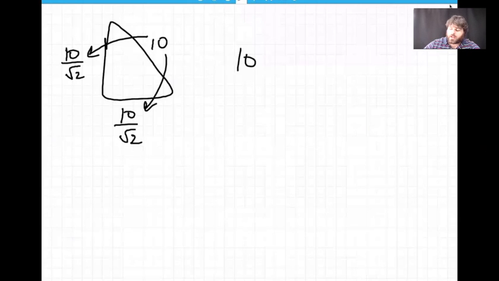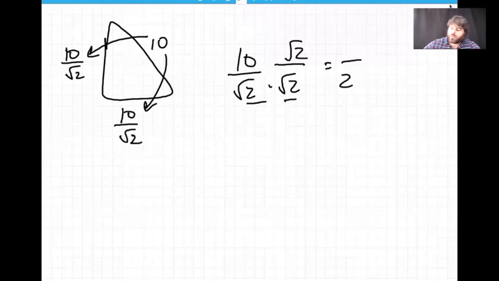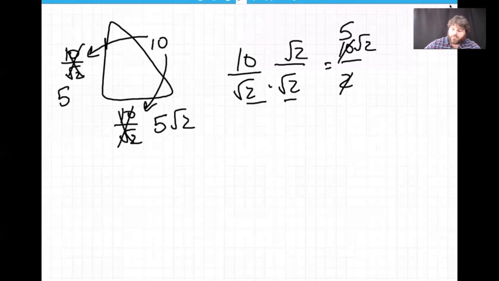Now you won't see 10 over square root of 2. What they'll do is rationalize that. They will multiply the bottom by the root and the top by the root. Basically, we're multiplying by 1. Root 2 times root 2 is 2. On top, you get 10 root 2. And then the 10 and the 2 will cancel, leaving a 5 behind. So really, they'll put 5 square roots of 2 and 5 square roots of 2.